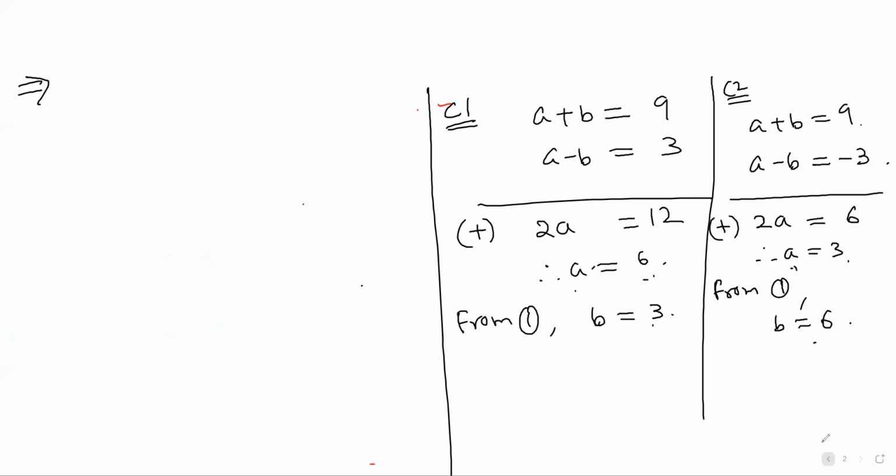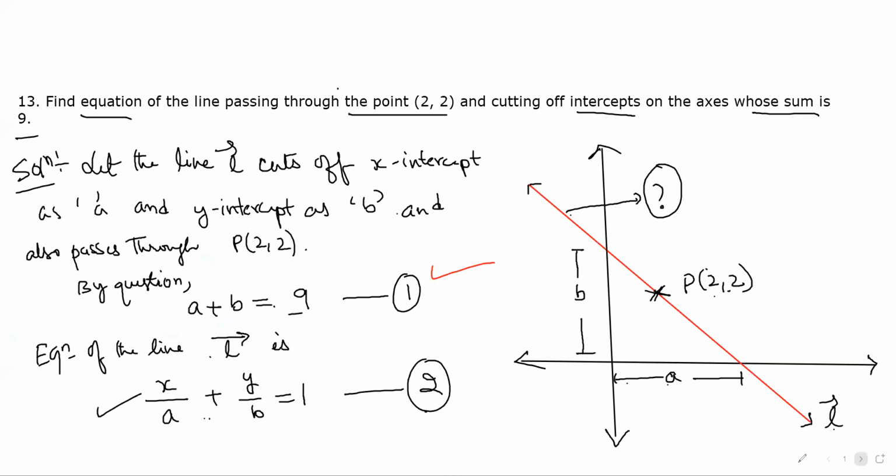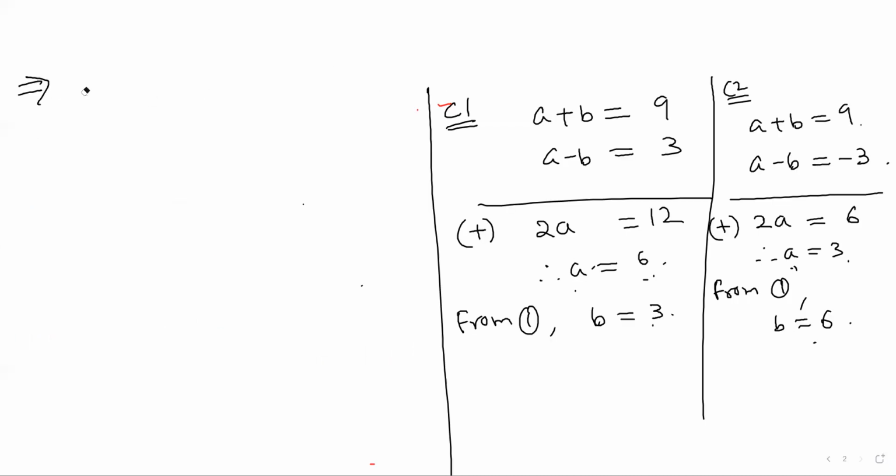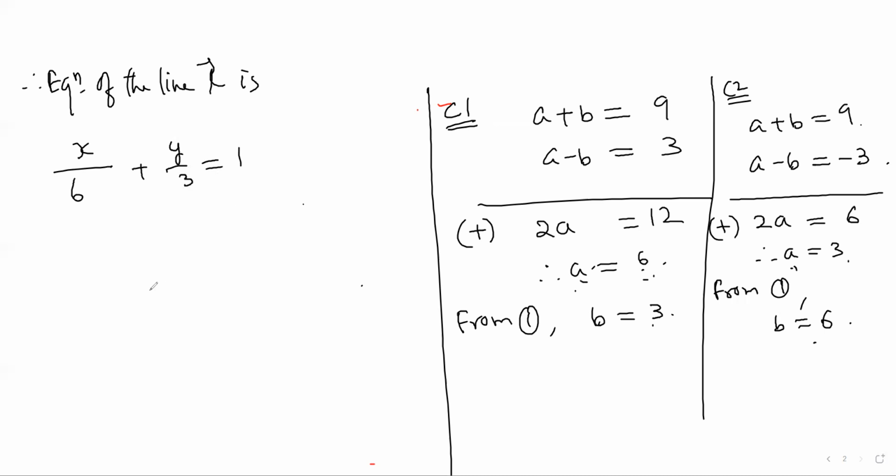Okay, I have the equation of the line. Therefore the equation of the line L in case 1 is x by 6 plus y by 3 equal to 1. Or x by 3 plus y by 6 equal to 1.